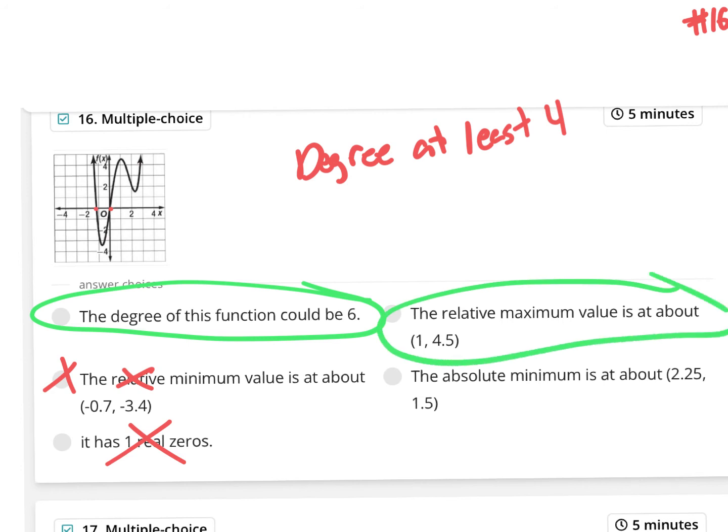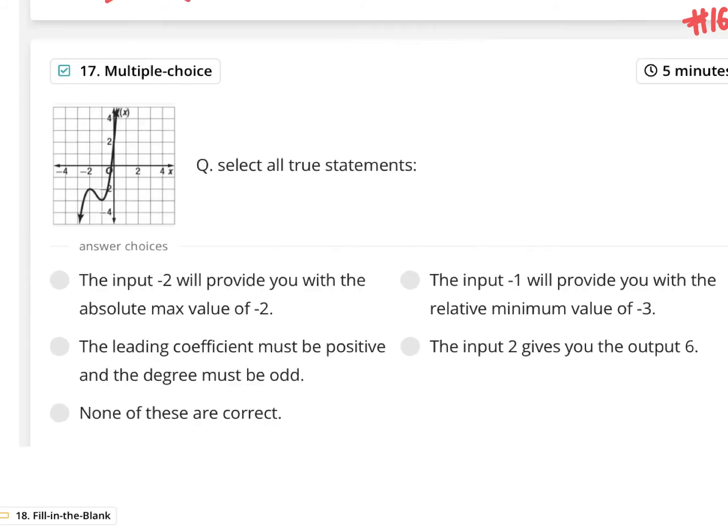And then it says the absolute minimum is at about 2.25, 1.5. That's not the absolute minimum. That's actually the relative minimum, okay? So the absolute minimum is down here, absolute minimum. The relative minimum is up here, relative minimum, okay? So I hope we understand that the word absolute makes this a false statement, so I would not pick that. It's only those two true statements right there on number 16.